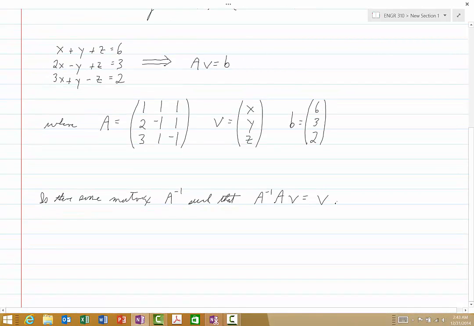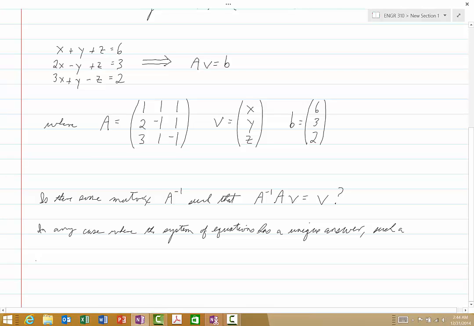So that's the question. And the answer in this case, and in fact in any case where the system of equations has a unique answer, is that such a matrix will indeed exist.